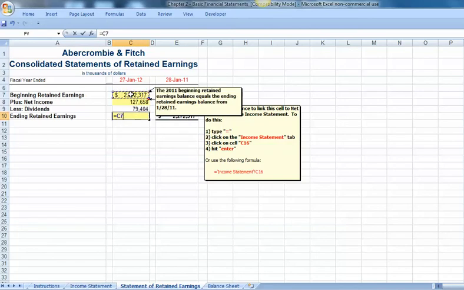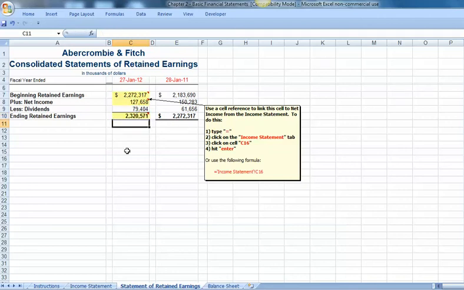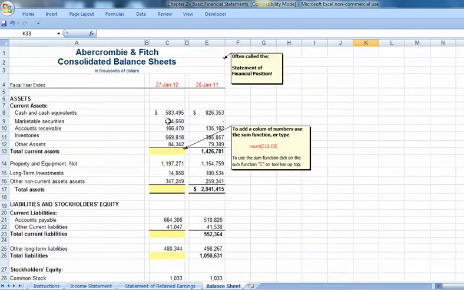That's our beginning retained earnings plus net income minus dividends. So our ending retained earnings are $2,320,571. We're going to want to make sure this number gets picked up and linked to the balance sheet. Let's go over to our balance sheet.